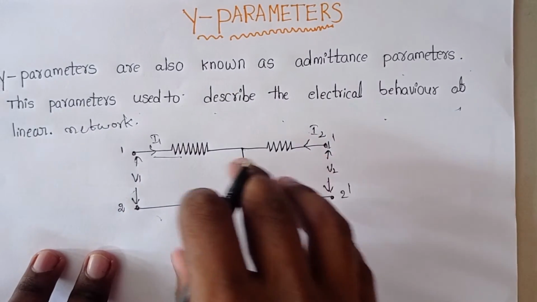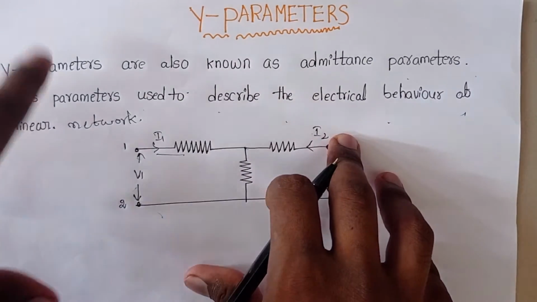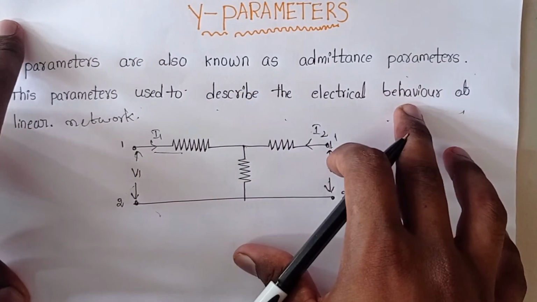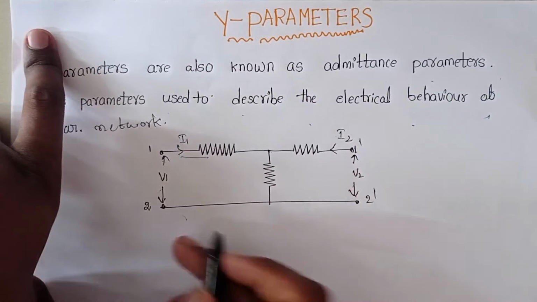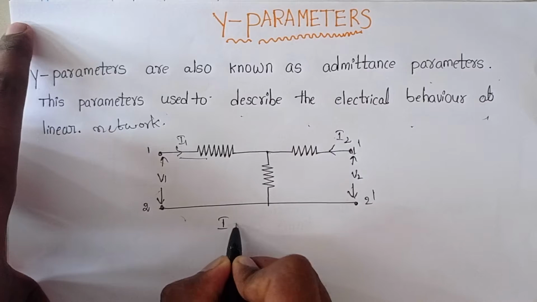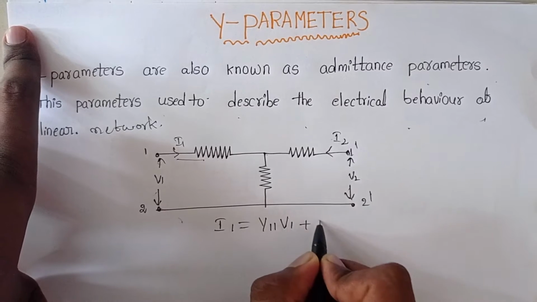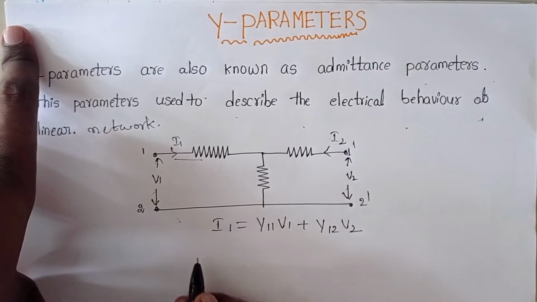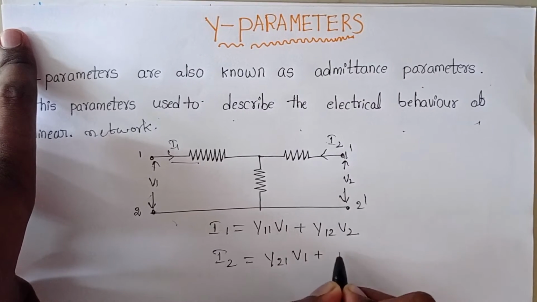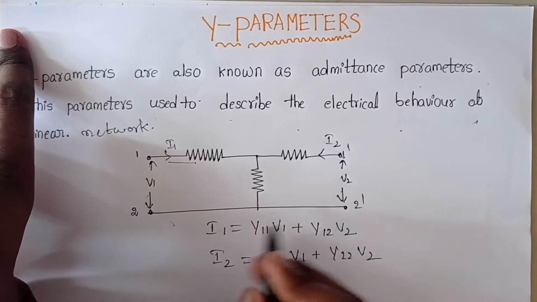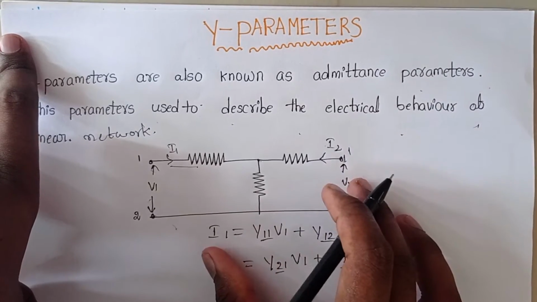This is about admittance, not impedance, in a two-port network. We already discussed Z parameters, and this is the reciprocal of Z parameters. Let's see the parameter equations. That is, I1 is equal to Y11 V1 plus Y12 V2. Next, I2 equals Y21 V1 plus Y22 V2. Here Y11, Y12, Y21, Y22 are the admittances of the circuit.